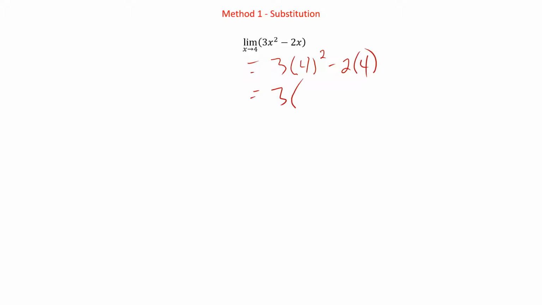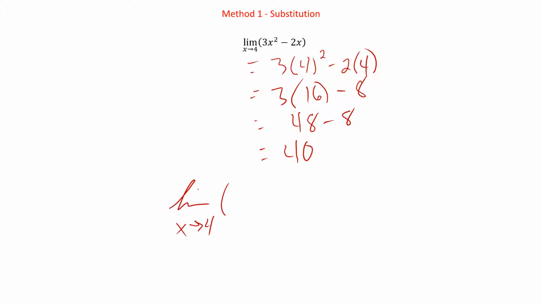4 squared is going to be 16. And then 2 times 4 is 8. 3 times 16 is 48 minus 8 equals 40. So that tells us that the limit as x goes to 4 of 3x squared minus 2x equals 40, because it actually came out to a number.